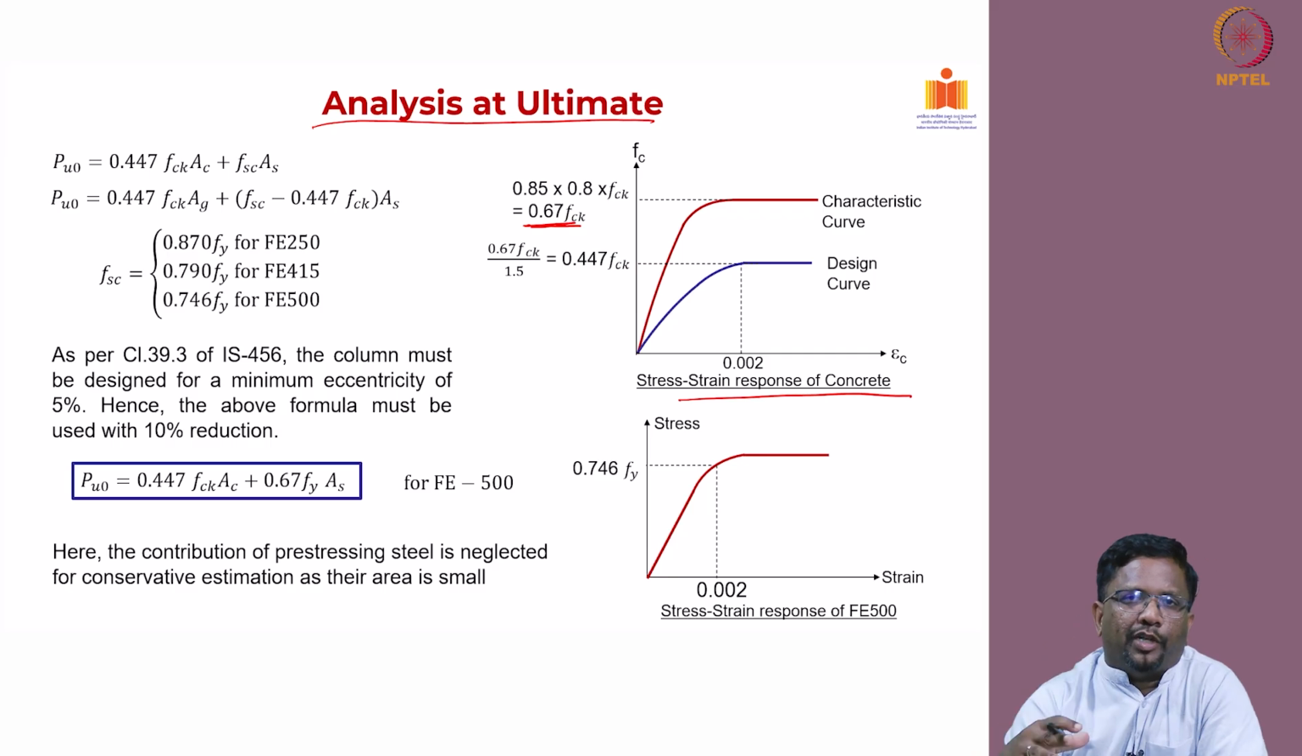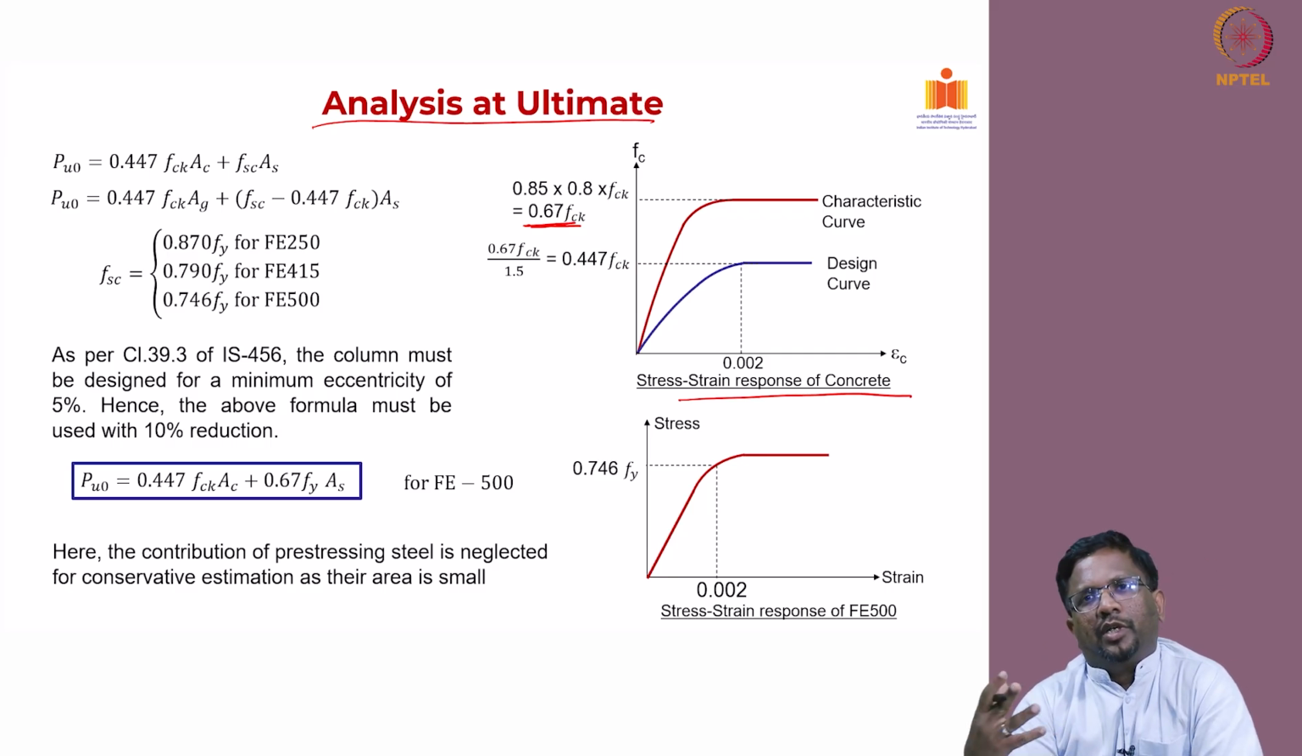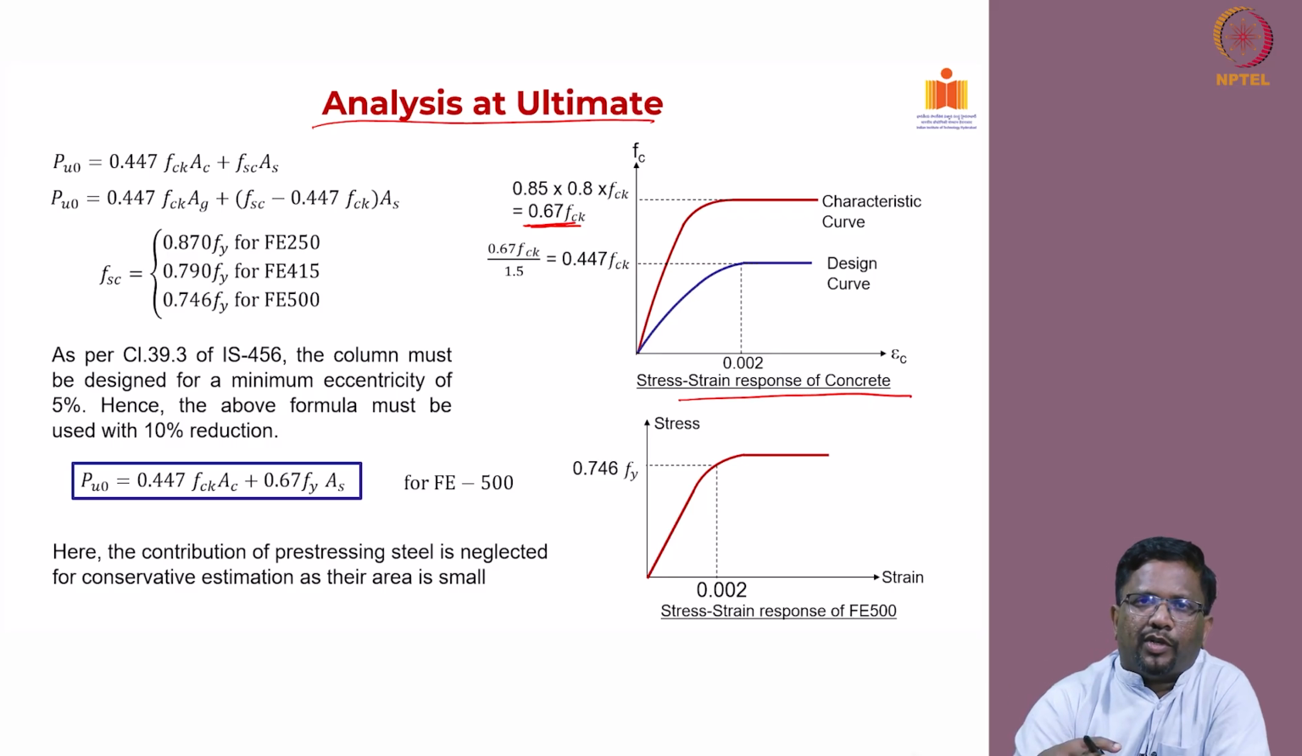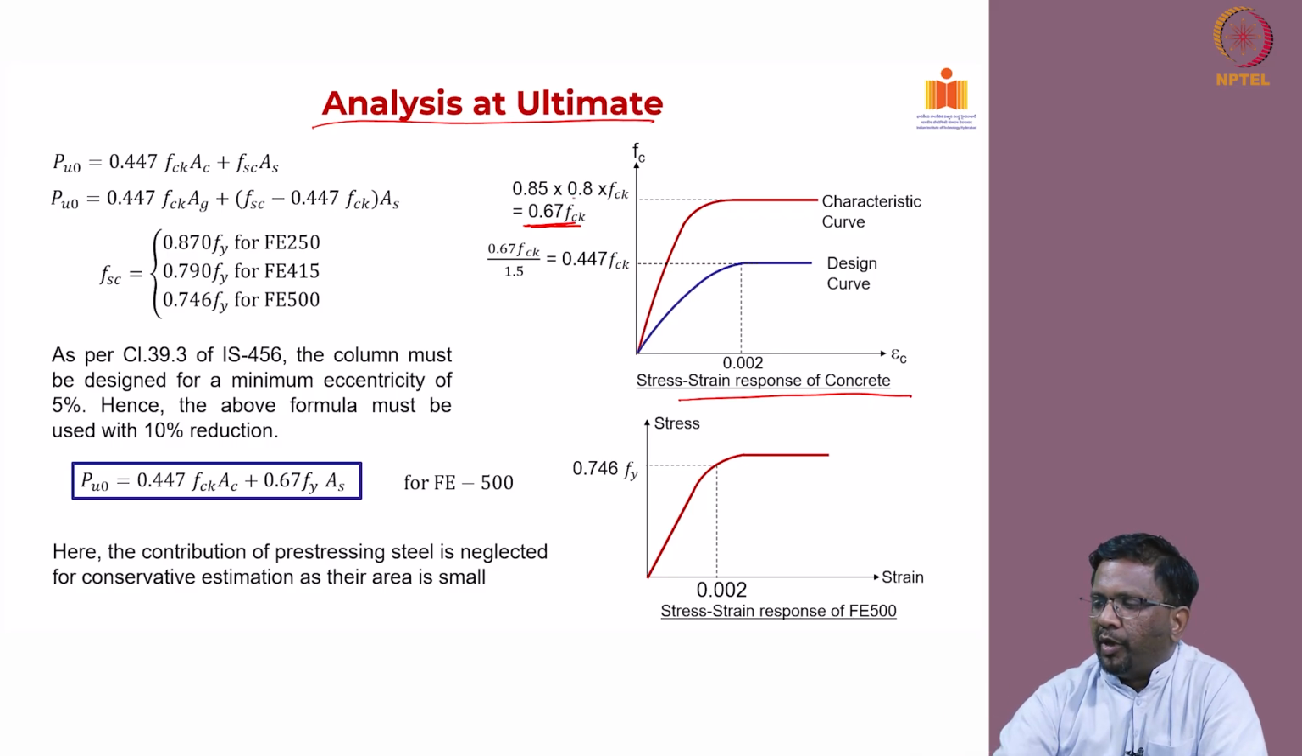Typically the pure material property is the cylinder strength, but actually we use cube strength. If I have to convert cube strength into cylinder strength, I need to apply a 0.8 reduction factor, because the cylinder will have lower strength, which is the actual true material property. We have discussed this in the introductory classes.